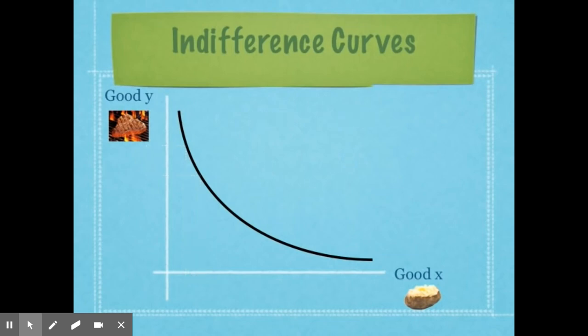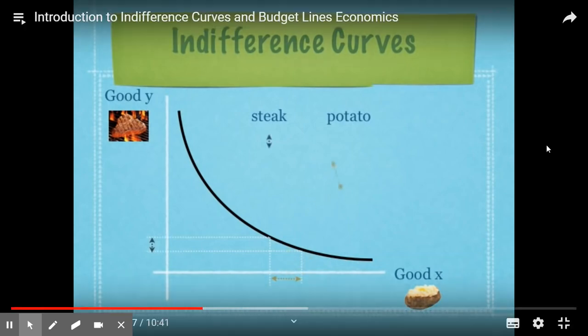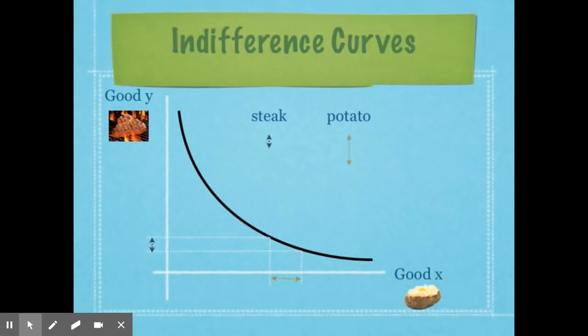On the other hand, if I don't have very much steak, and I'm down here at the lower part of the curve, then I'm willing to give up a little bit of steak, but I expect to get a lot of potato. As you move down the curve, notice that you conserve the thing you have the least of.